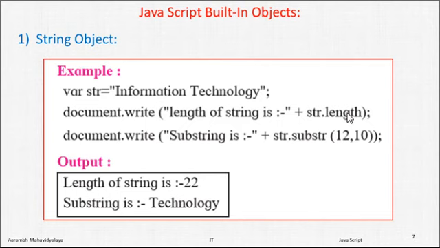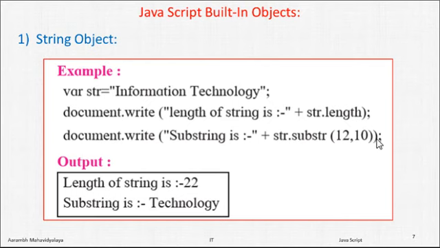The variable's length we have to display. Here see the output, length of string is 22. "Length of string is" will be displayed as it is, and this 22 comes from this data. Here it is plus str. Str contains "information technology". Its length is 11 plus 11 characters: 11 characters for information, 10 characters for technology, and 1 white space. That means total 22 is the length of this data.